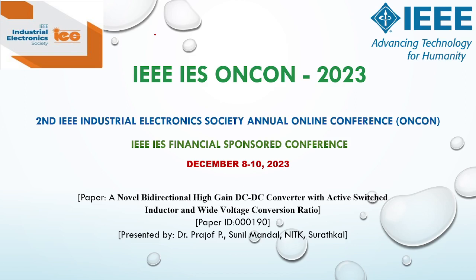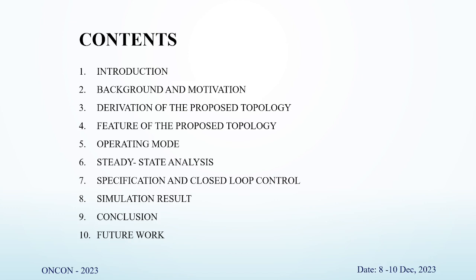Pujo Prabhakaran. My paper title is A Novel Bidirectional High Gain DC-DC Converter with Active Switch Inductor with Wide Voltage Conversion Ratio. My content consists of introduction, where I will be discussing high gain DC-DC converter in detail, like isolated, non-isolated, and non-coupled, and so on.